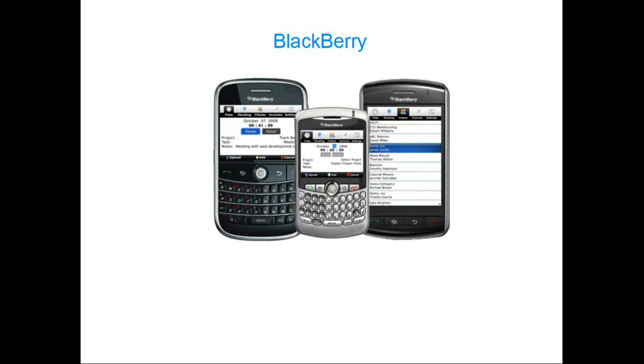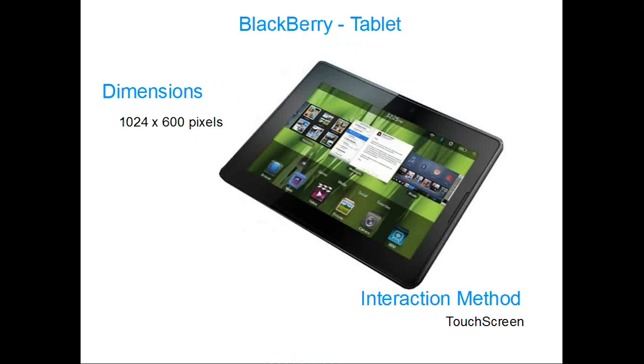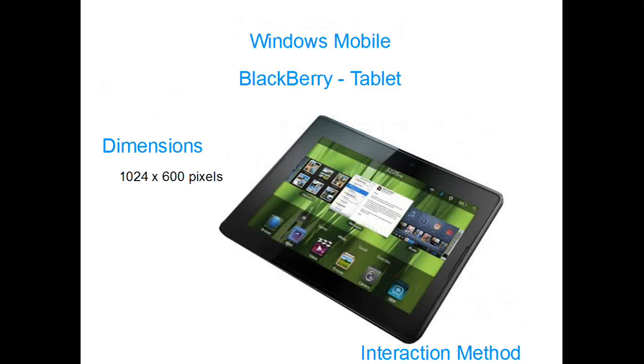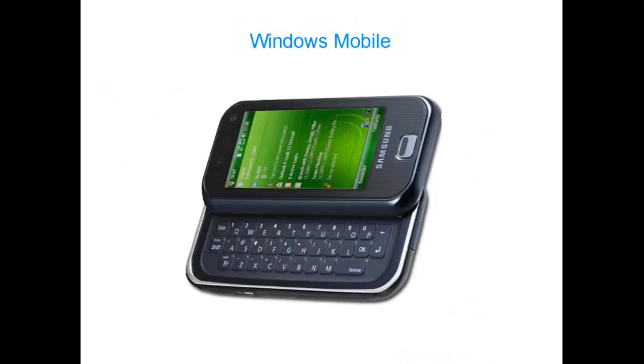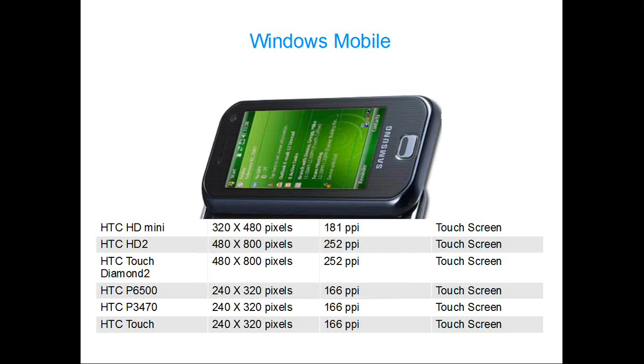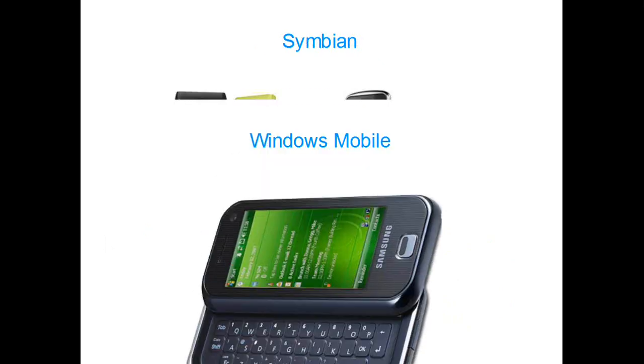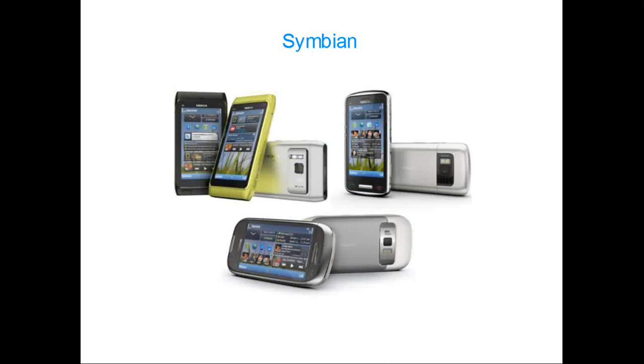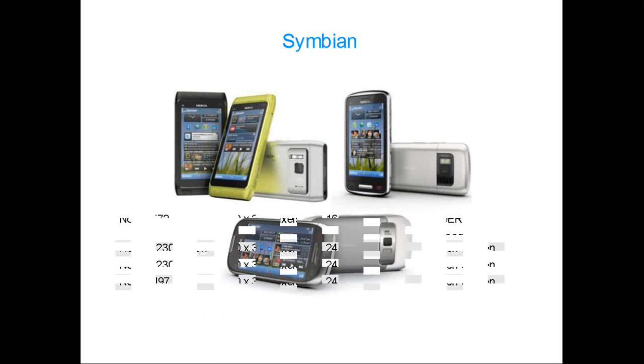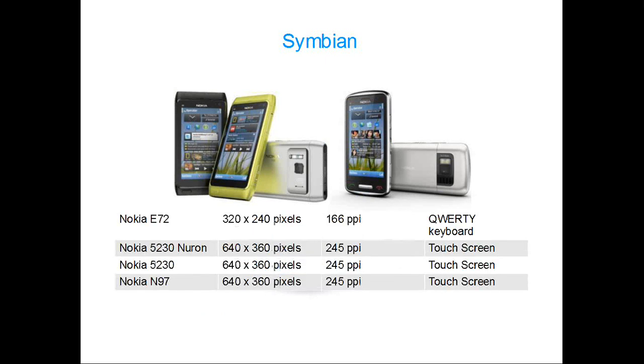Then we have BlackBerry tablets, which have a dimension of 1024 by 600, and interaction is touchscreen. And we have Windows Mobile, which have various dimensions. Most of them are touchscreen. We have 320 by 480, 480 by 800, 240 by 320. Then Symbian. So most of the Nokia devices which we see run on the Symbian operating system. This is the most used operating system. So Nokia have dimensions ranging from 320 by 240 to 640 by 360.